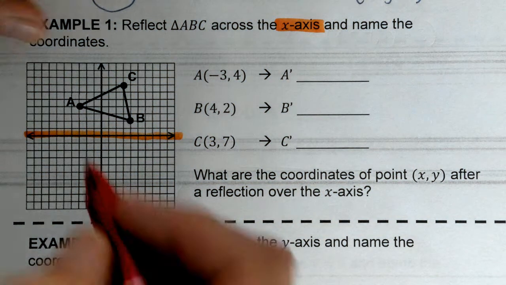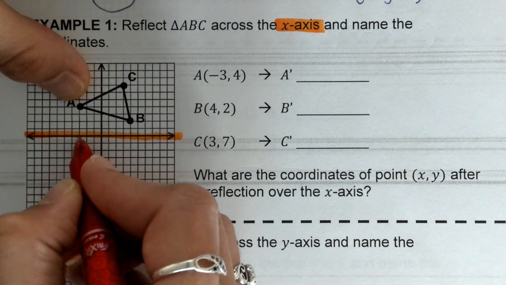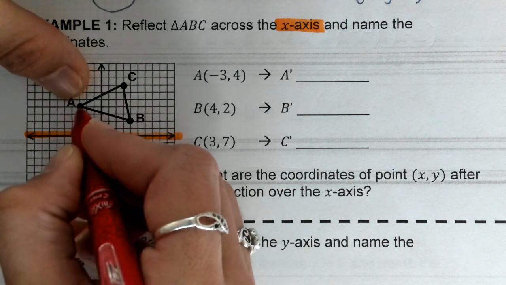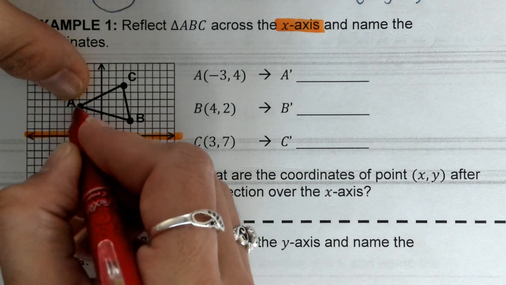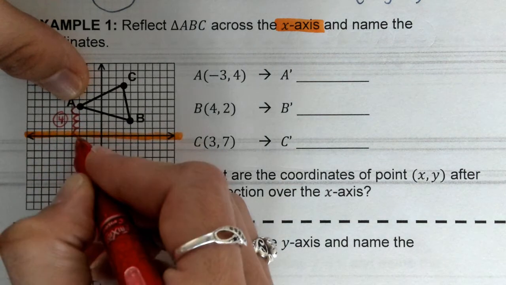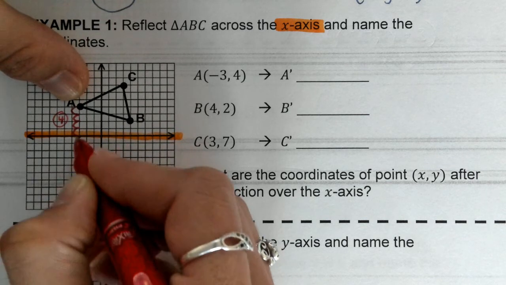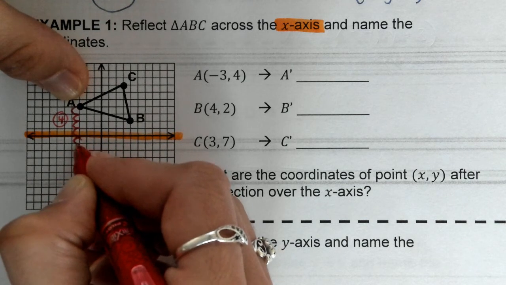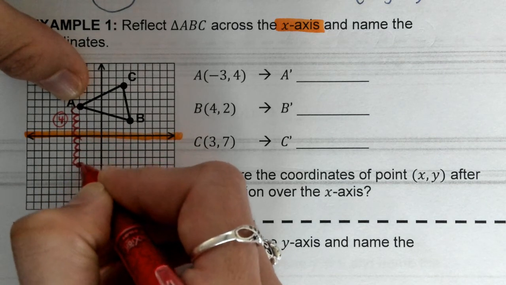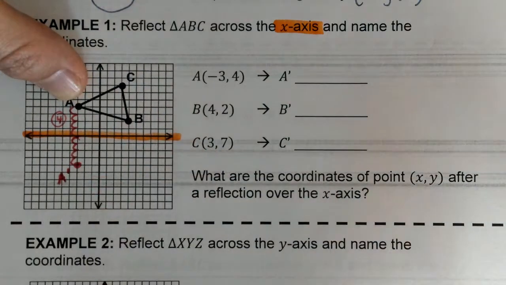So we need to move point A to that line of reflection, then start counting over again to that exact same number. What I mean by that is if we move to the line of reflection for point A, we're going to go 1, 2, 3, 4. So we move 4 spots. So now we need to start over and count to 4 again on the other side of that line of reflection. 1, 2, 3, 4. And there is our A prime. Making sure that we're putting that prime mark.